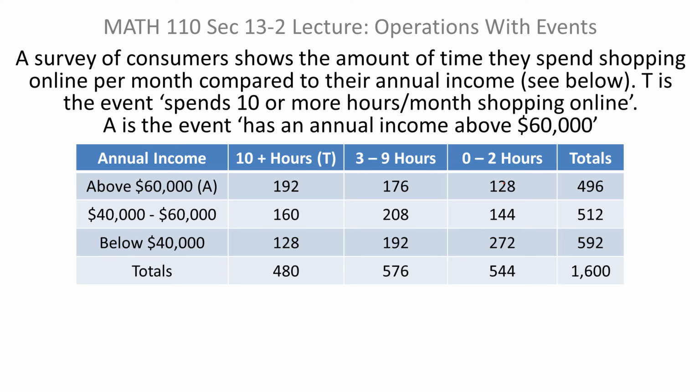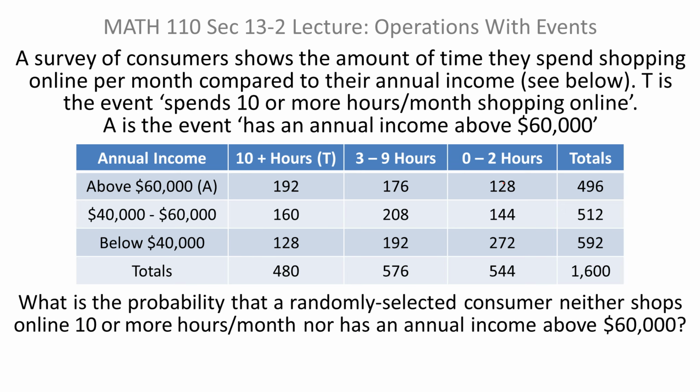Suppose we have a survey of consumers that shows the amount of time they spend shopping online each month compared to their annual income, and that's what you see in this chart. Let T be the event that the consumer spends 10 or more hours per month shopping online, and let A be the event that the consumer has an annual income above $60,000. The question is, what is the probability that a randomly selected consumer neither shops online 10 or more hours a month, nor has an annual income above $60,000.